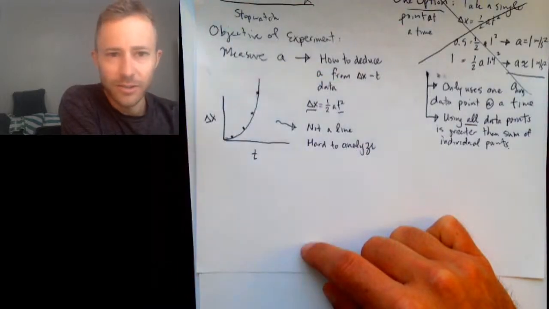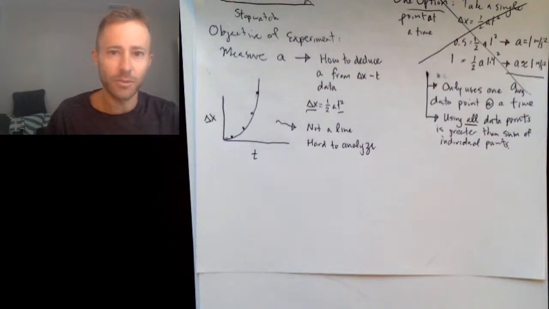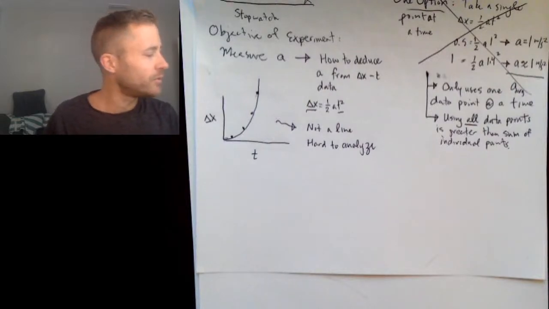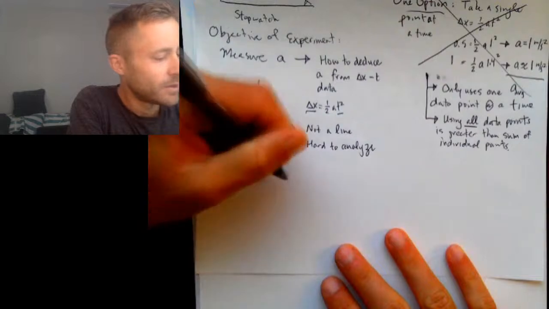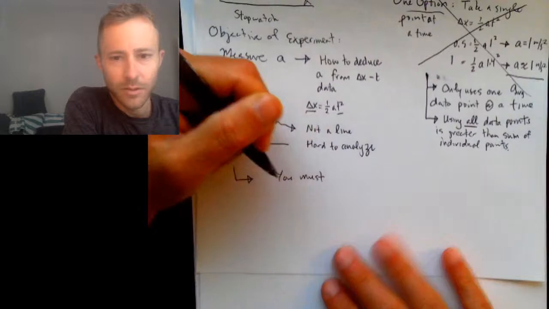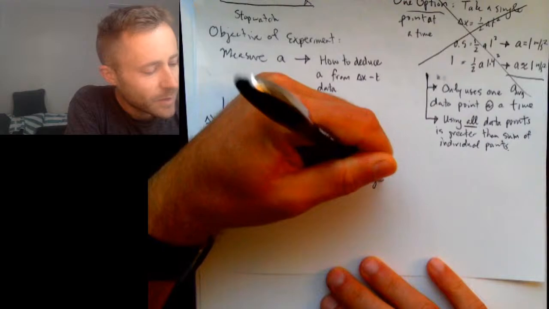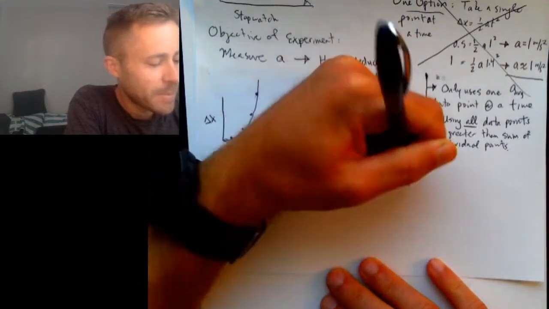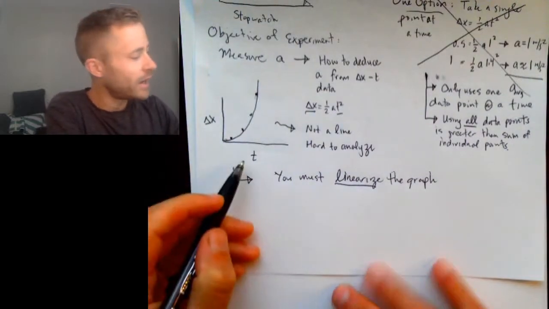Okay? Lines are easy. Lines have two very simple ways to describe them. They have slope and they have intercept. Lines are simple. So what we want to do is linearize. You must linearize the graph. That means change the variables that are on the axes.